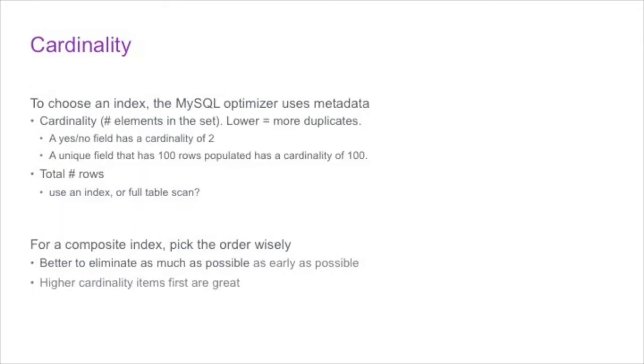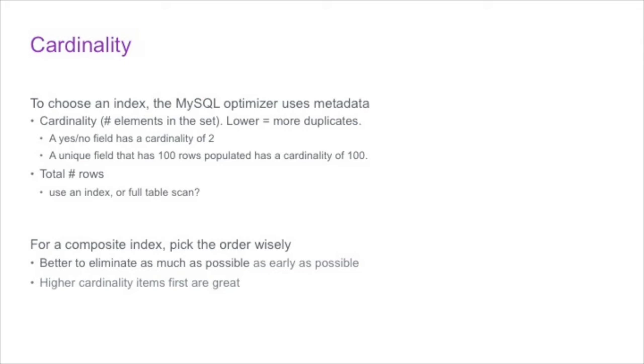So cardinality, I mentioned that in the last slide. To choose an index, the optimizer uses metadata. We just talked about that. Cardinality is the number of elements in a set. A set in mathematics doesn't have any duplicates, right? So if you have a Fibonacci sequence of 1, 1, 2, 3, the set is really 1, 2, 3. The lower the cardinality, the more duplicates there are. So a yes/no field has a cardinality of 2, even if there's a million rows, because it's either yes or no.